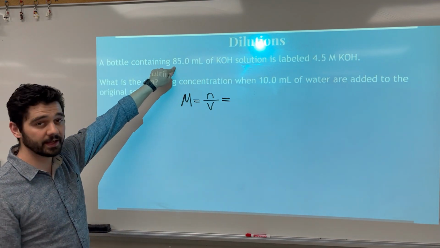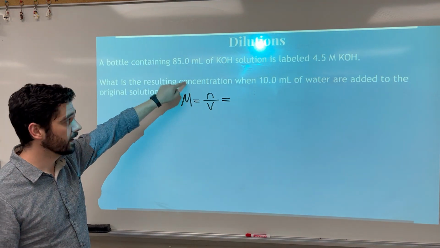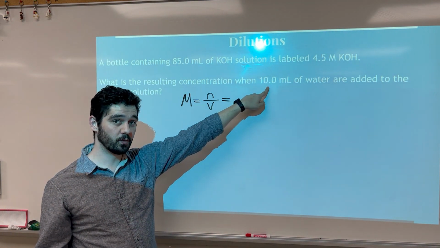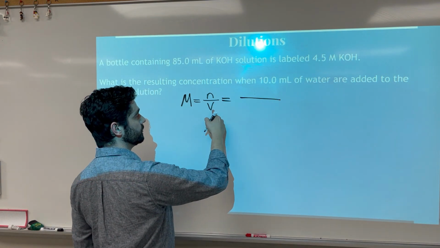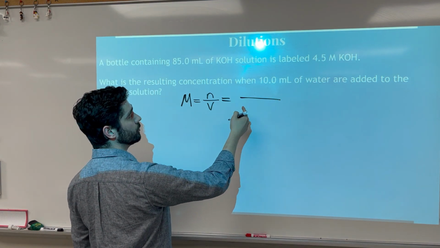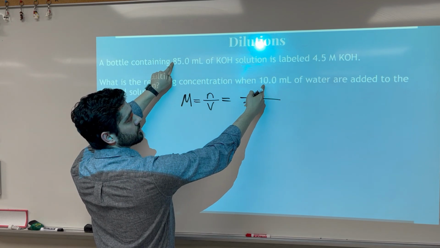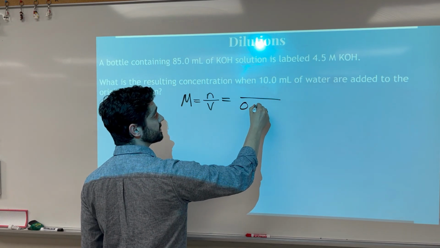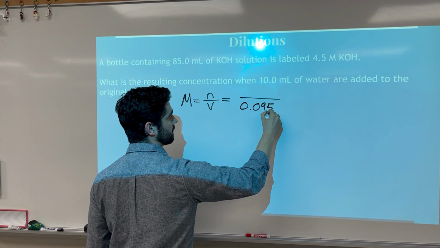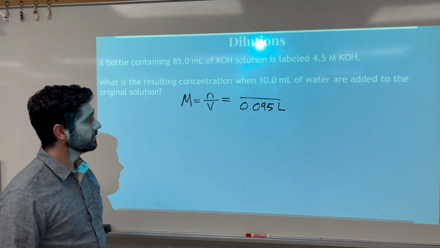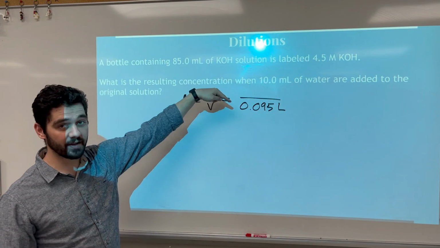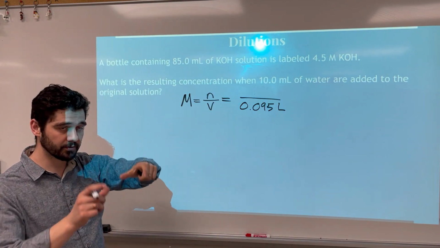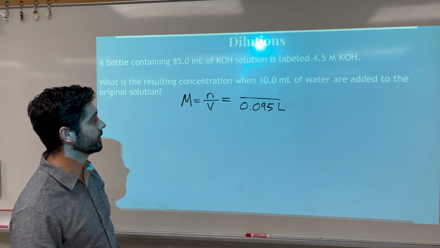Well, I started with 85 milliliters, I added 10 milliliters of water, and so it would make sense that my volume would just be the sum of those two numbers. Okay, I'm going to write this in liters, right? So 0.095 liters is the same as 95 milliliters. Okay, so I did that conversion in my head, just for those of you that are following along.